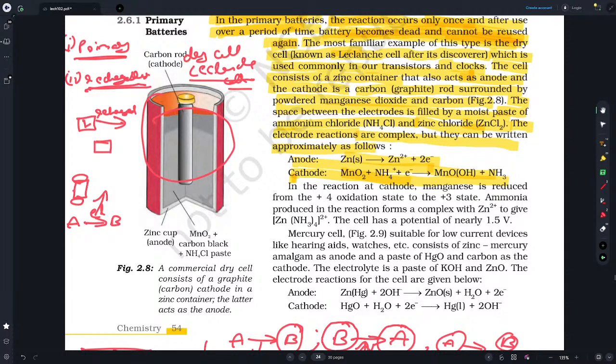The cell consists of a zinc container that also acts as an anode, and the cathode is a carbon graphite rod surrounded by powdered manganese dioxide and carbon. The space between the electrodes is filled by ammonium chloride and zinc chloride. The electrode reactions are complex.